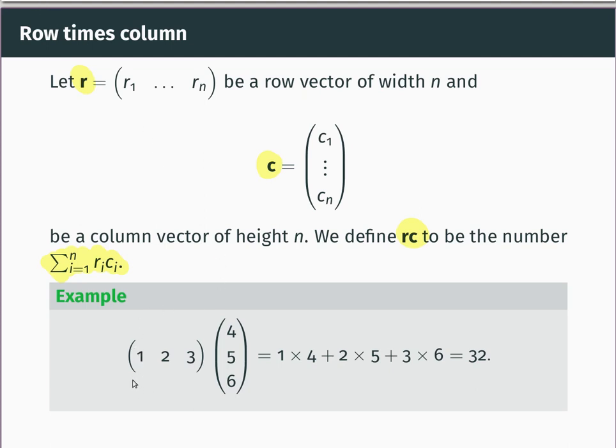So as an example, here we have a width 3 row vector. Here we have a height 3 column vector. Because the width is the same as the height, we're able to multiply them together. And the result of multiplying them will be 1 times 4 plus 2 times 5 plus 3 times 6. So that's 32 if you work this out. Okay, that's a special case then of our definition of matrix multiplication.